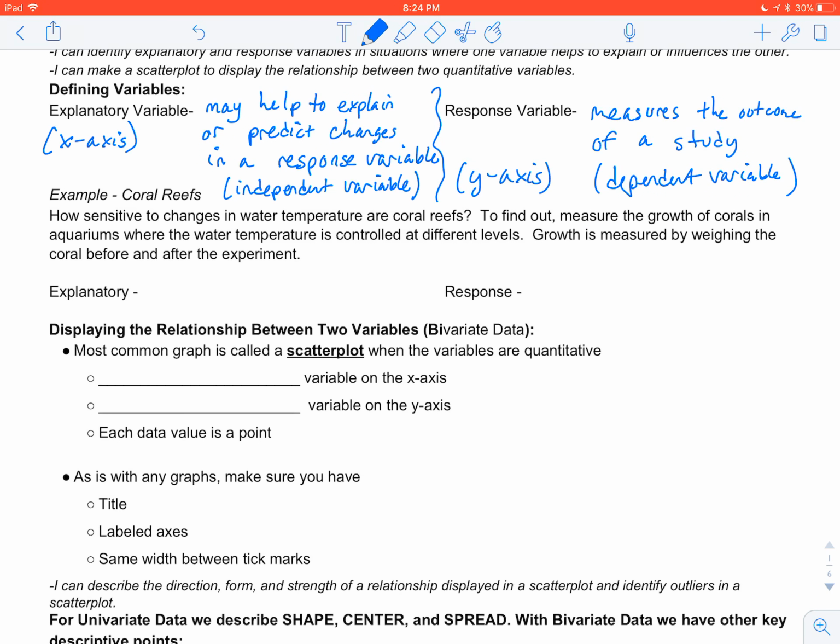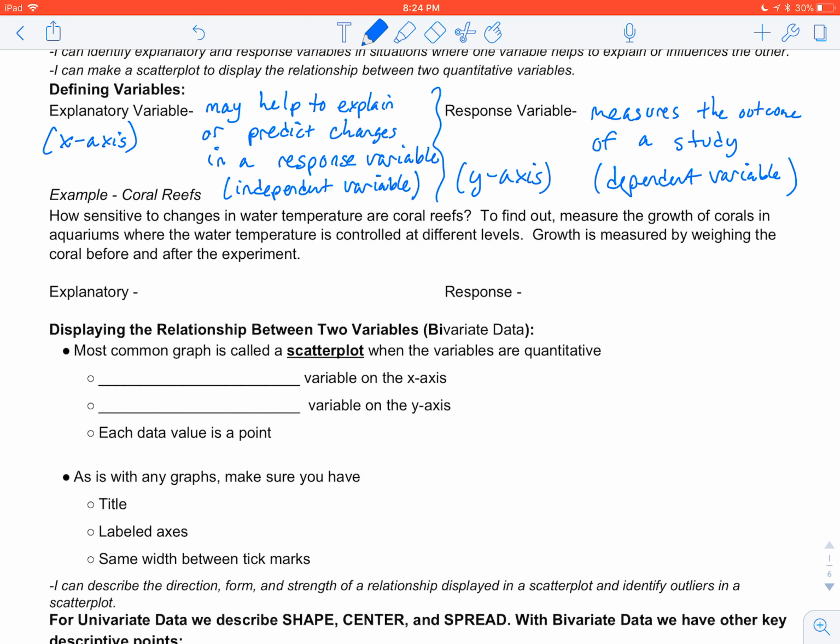So this talks about coral reefs. How sensitive to changes in water temperature are coral reefs? To find out, measure the growth of coral reefs in aquariums where the water temperature is controlled at different levels. Growth is measured by weighing the coral before and after the experiment. So we identify the explanatory variable and the response variable.